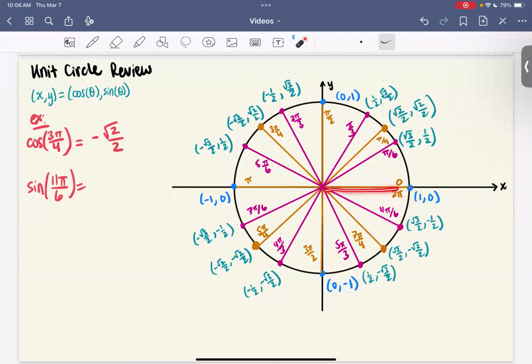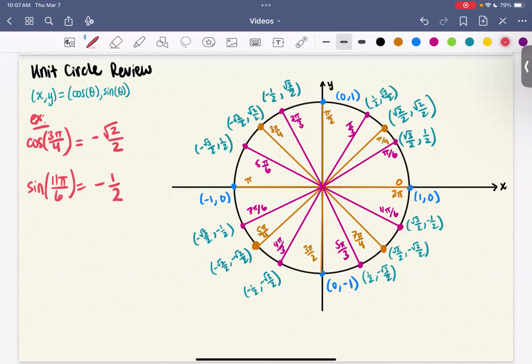So this tells me I've got my little triangle here. This is a 30, 60, 90 triangle. And I know that this is the little side here. The longer side will be like a root 3 over 2 type thing, and the shorter side will be like a 1/2. Sine is the y value. So I know that I want this part here and I have to go down. So that's going to be negative 1/2.